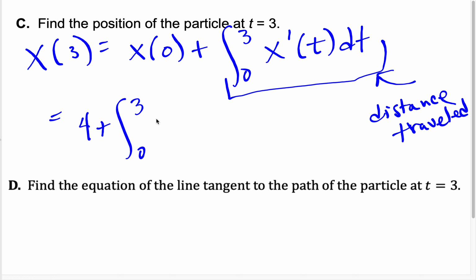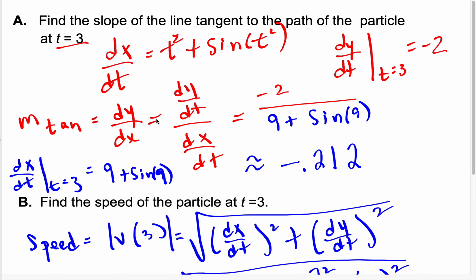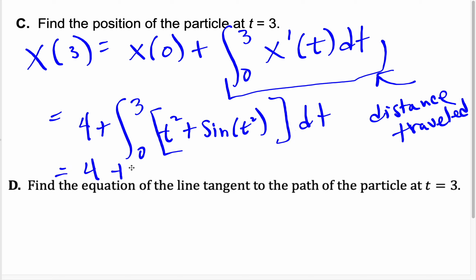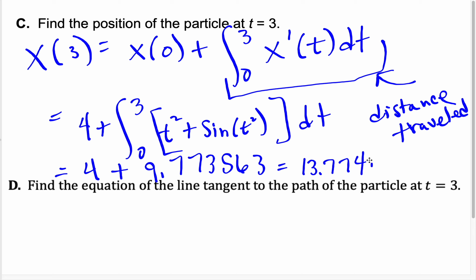We know that x prime of t gave it to us is t squared plus sine of t squared, this whole thing, dt. So what do we get? 4 plus, if we plug this into our calculator, I'm going to carry extra digits, 13.774. That is the position of the particle at t equals 3. So we always have to start with our initial position. So this is our initial position, and we have to add on the distance traveled.